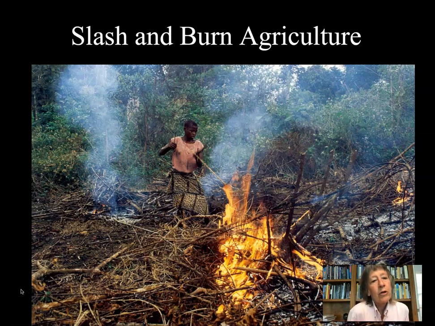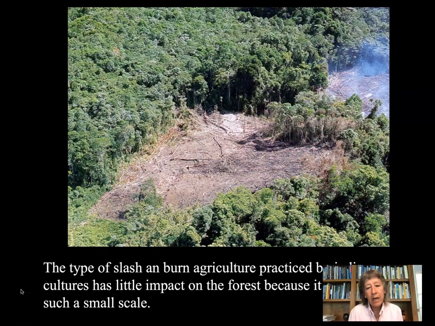Another thing mentioned in your Canvas pages is slash and burn agriculture. Well, what is slash and burn agriculture? When you cut down the forest and you burn it, and then in that ash are nutrients that are used to grow crops. This type of agriculture was practiced by indigenous people, and it had little impact on the forest because it was done on such a small scale.